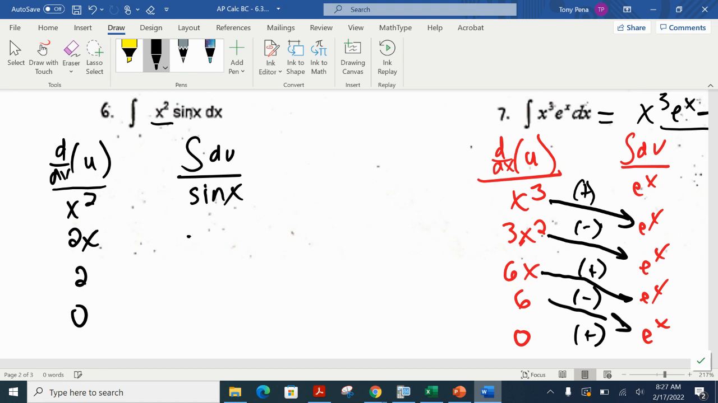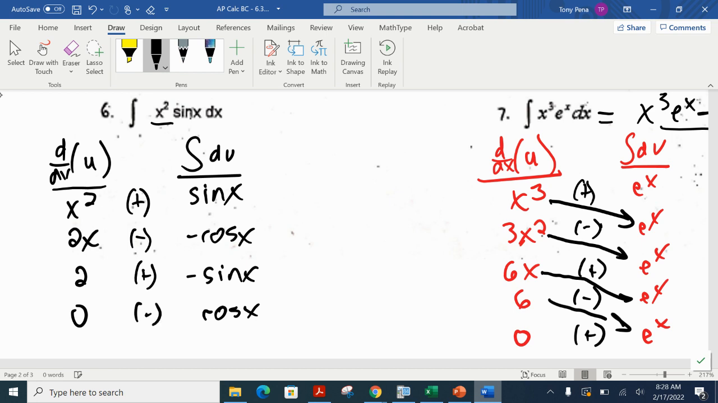Do those antiderivatives, so negative cosine of x, negative sine of x, and then cosine of x until we reach the same line as the 0 is. Our signs are always positive, negative, positive, negative. So our first product should be a negative x squared cosine of x.